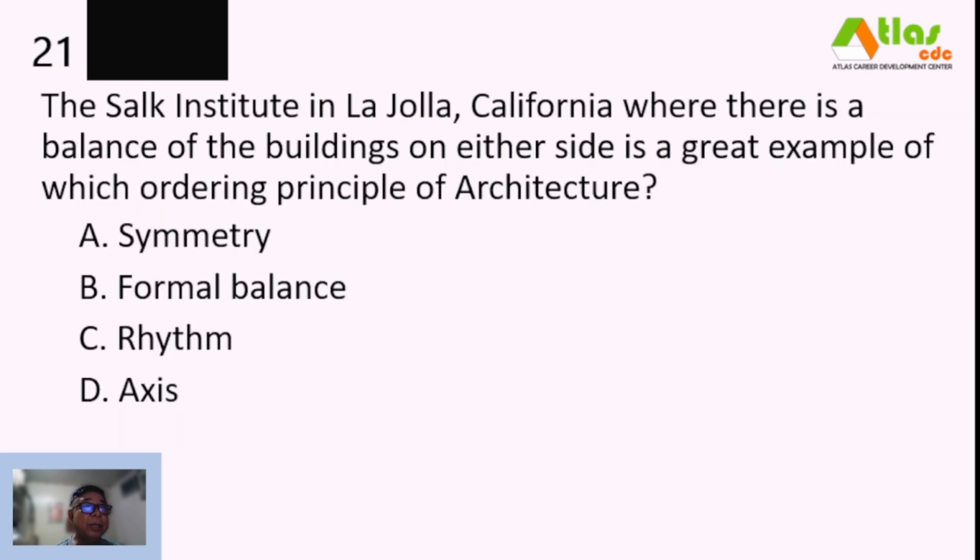Number 21. The Salk Institute in La Jolla, California, where there is a balance of the buildings on either side, is a great example of which ordering principle of architecture. A. Symmetry. B. Formal balance. C. Rhythm. And D. Axis. And our correct answer is letter D, axis.